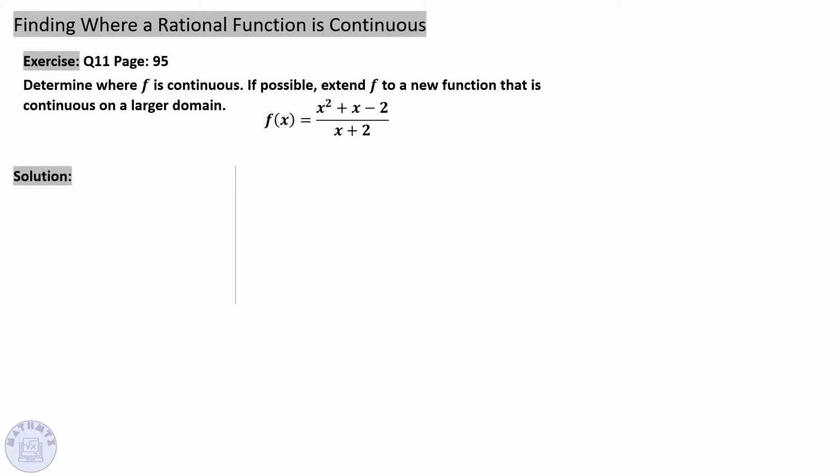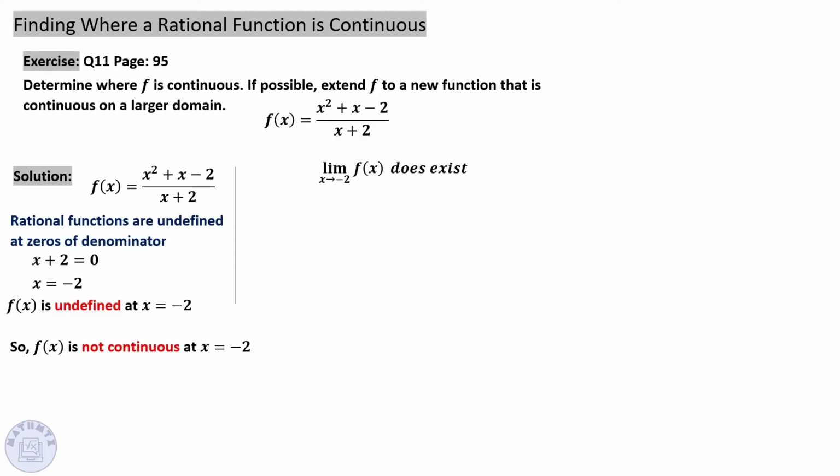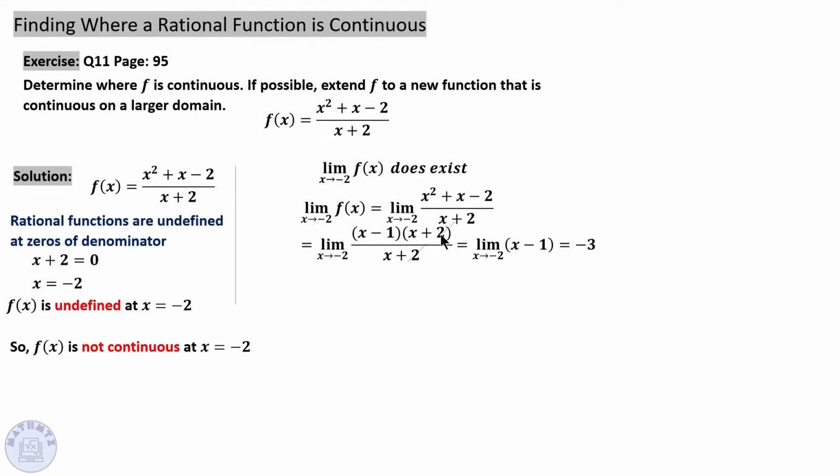Let's solve the question. So the first thing is to check where the function is undefined. We pick the denominator, set it to 0. So f of x is undefined at x equals -2, therefore it's not continuous. But the limit of f of x does exist, because if you substituted -2, you'll get 0/0, the indeterminate form, and we can evaluate it by taking the limit, factor it out, and then cancel out the common factor. You'll be left with x minus 1. At -2, this will equal -3.